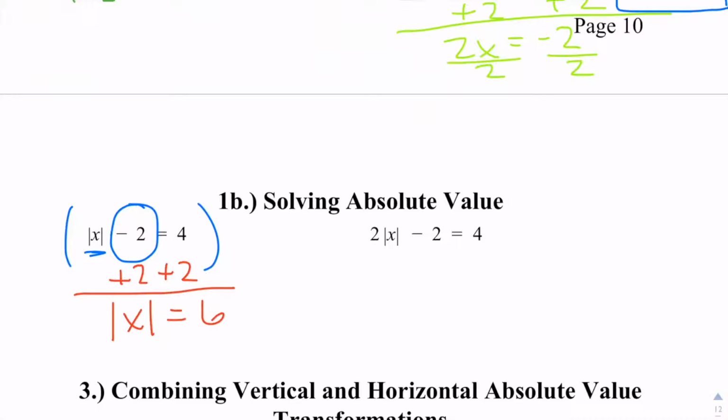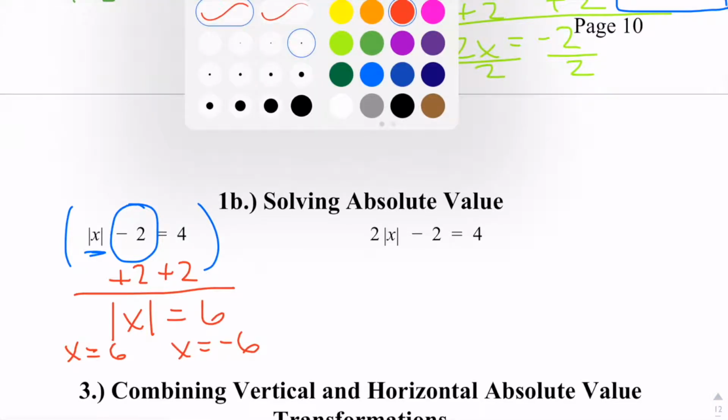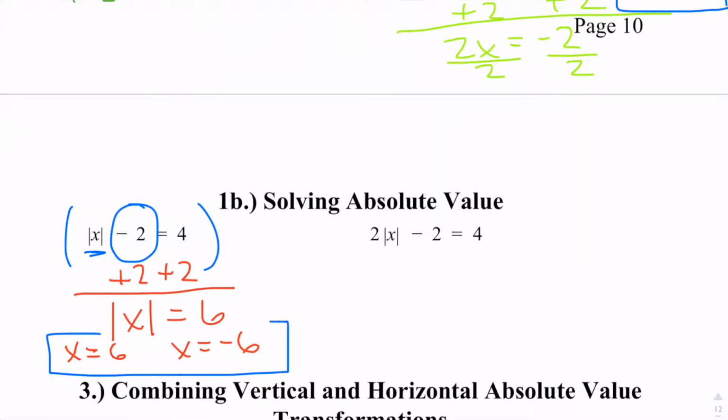So now we can use the rule that we recalled from lesson 1a. We do two cases now. We set x equal to 6 and x equal to -6. So that is our two solutions for this absolute value function.